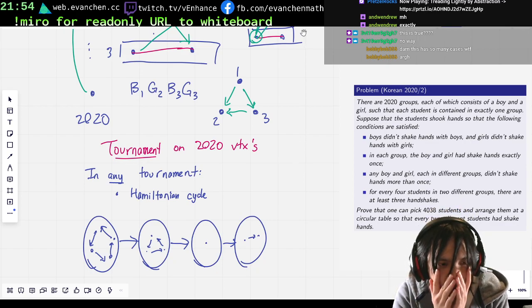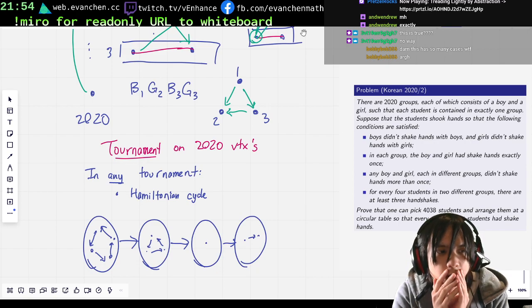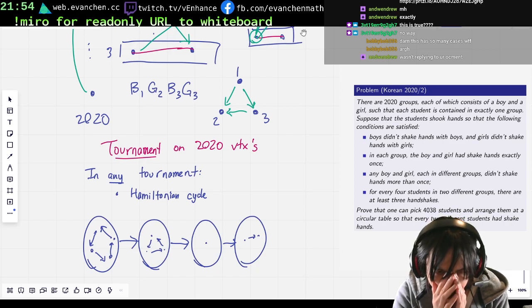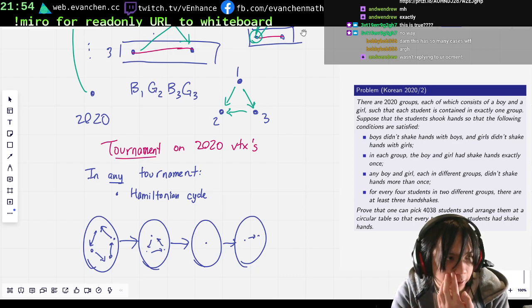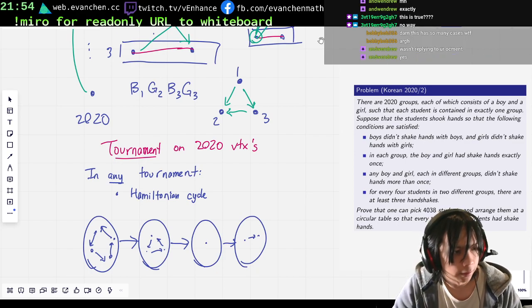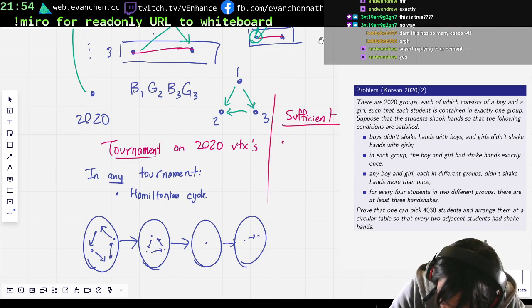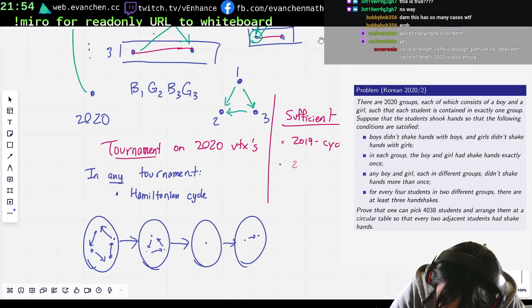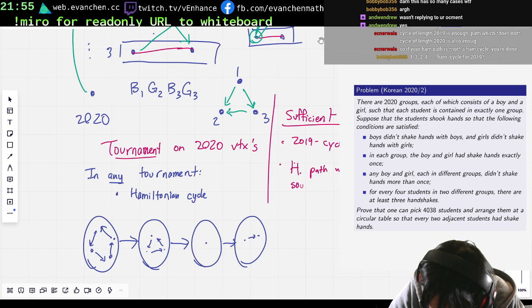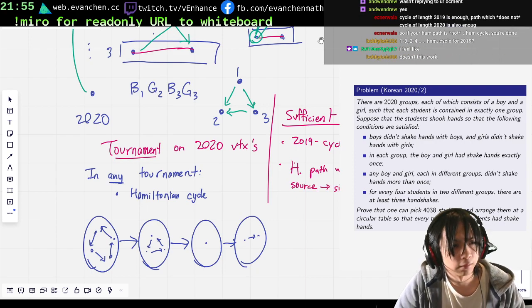Okay, so wait, which things would be enough? If I had a cycle through 2019, that's good enough, right? If you have a genuine Hamiltonian cycle with 2019 things, that would work. So sufficient includes a full 2019 cycle, as well as a 2020... What's the condition you want at the end? It's like a Hamiltonian path with source to sink would also work.